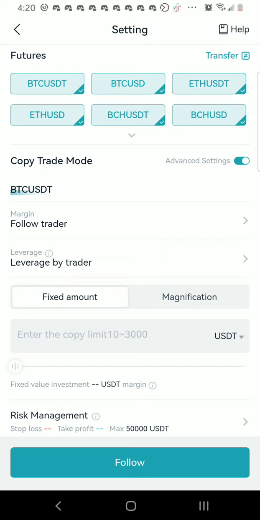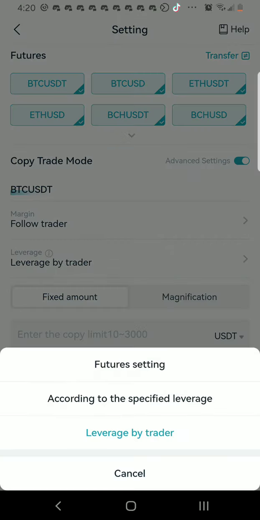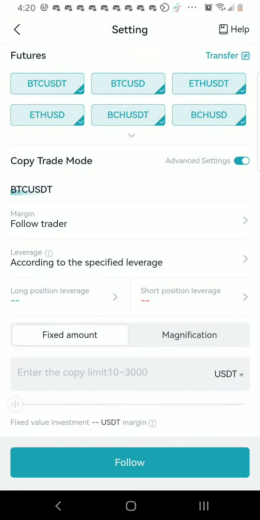So you follow the leverage by trader. If they have leverage by trader, you follow, according to the future settings or according to the specific leverage.